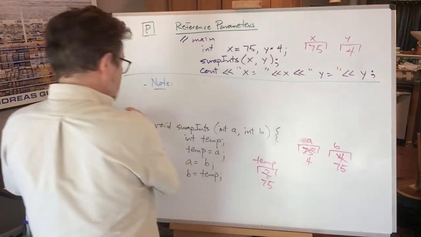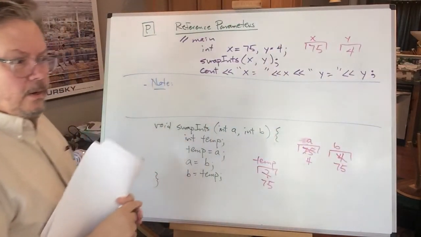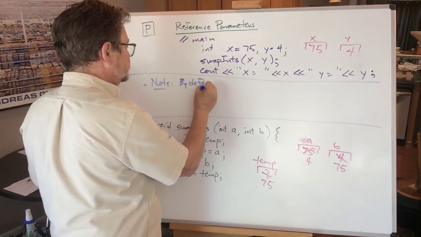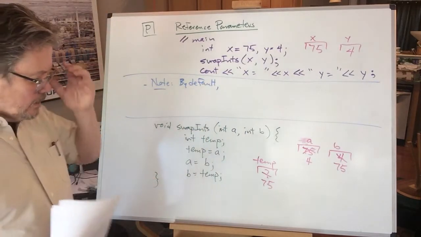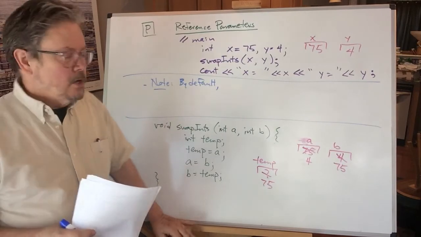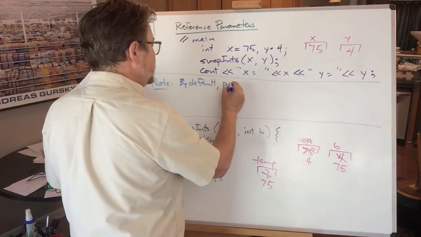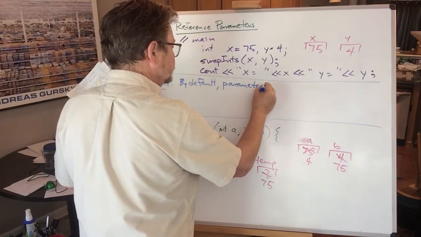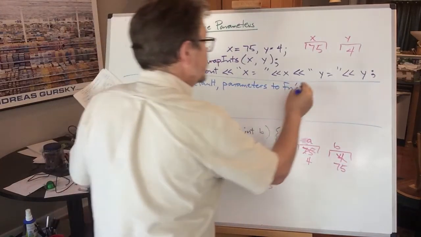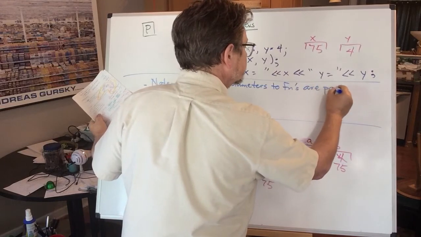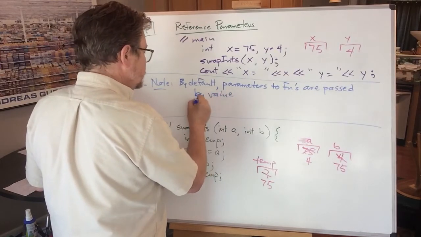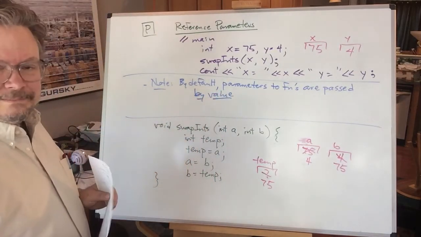Separated from code above, separated from code below, in a whiteboard segment of its own. By default, pause and reflect on that for a second. Default means what happens automatically if you don't do something to change it. So by default, parameters to functions are passed by value. That's a two-word phrase that's used to describe it.